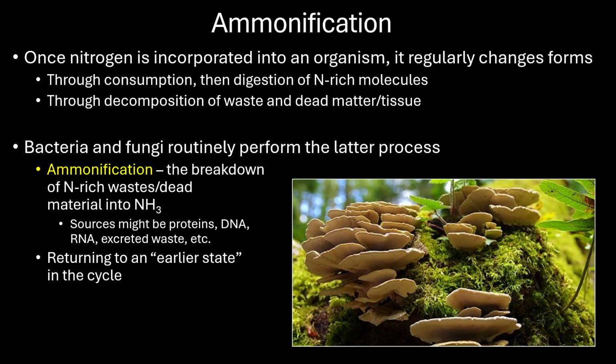And bacteria and fungi are very important for this process, right? The active consumption of organisms that have a bunch of these molecules in them, and also the decomposition of those molecules, right? And specifically the breakdown of these nitrogen-rich molecules into ammonia, sort of returning them to an earlier state. So that is a process called ammonification. The breakdown of nitrogen-rich molecules into ammonia, right? The sources for this are typically proteins, DNA, RNA, loose excreted waste materials, and so on. So we are essentially going backwards in this cycle.